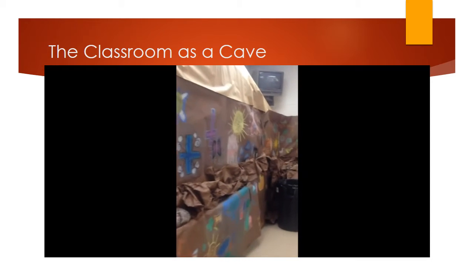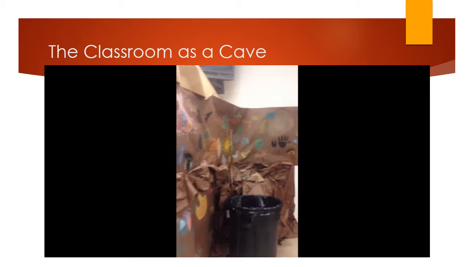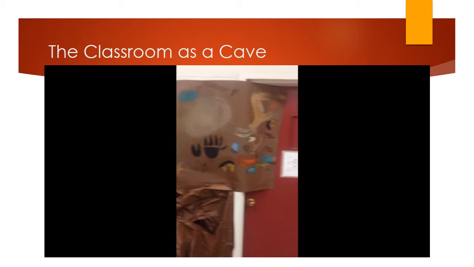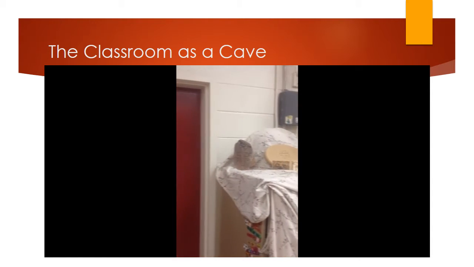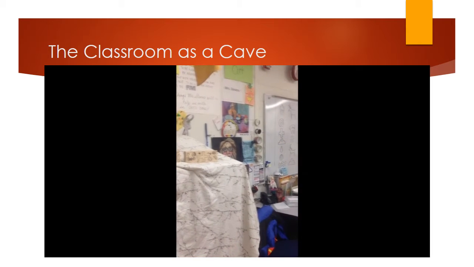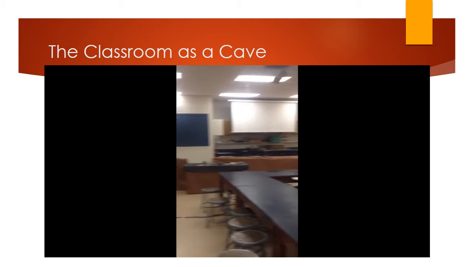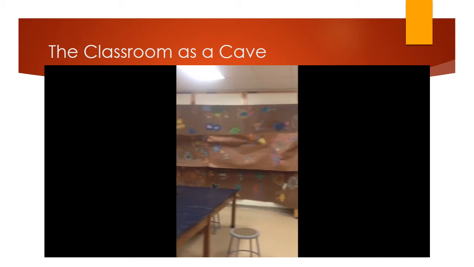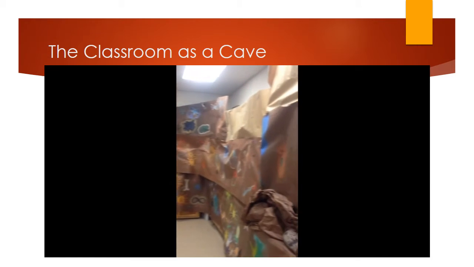So they walk the perimeter of the room and look at it. We have it set up with all the lights turned off so that they have a flashlight. So there it is. That's the room set up with the walls decorated like a cave.